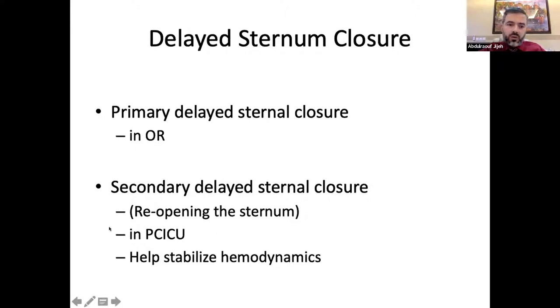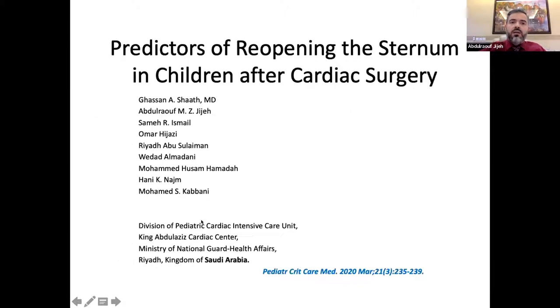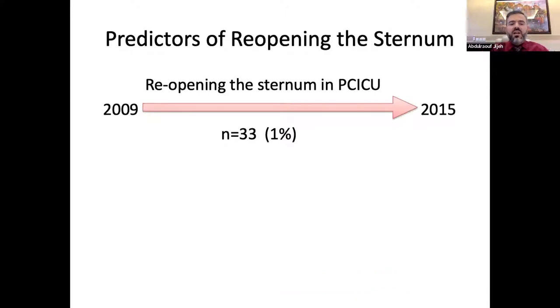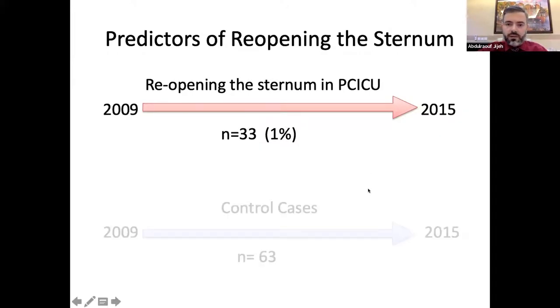This is the group which we studied with Dr. Shaz. We studied the predictors of reopening the sternum in children after cardiac surgery. It was a retrospective cohort study. Over 6 years, we collected all the cases who required reopening the sternum in the pediatric cardiac ICU. Total congenital heart surgery was almost 3,000 cases during that time. So we collected 33 cases, representing 1% of the children who had congenital heart surgery and required reopening the sternum.